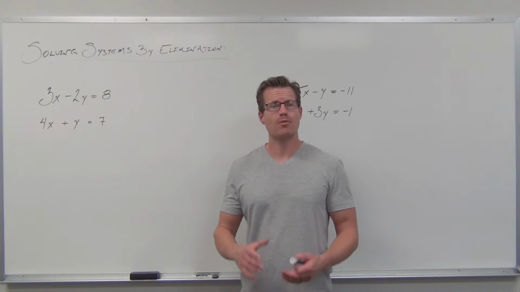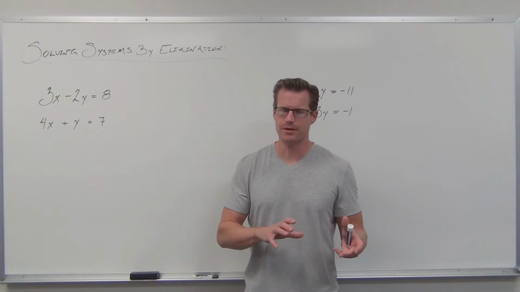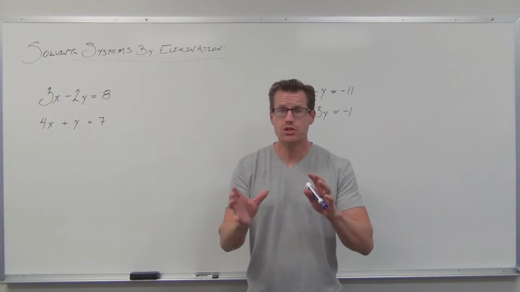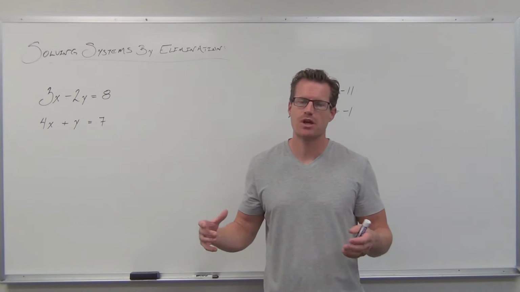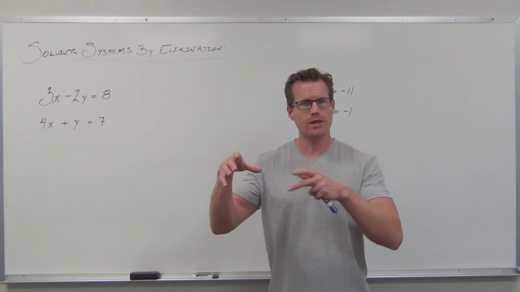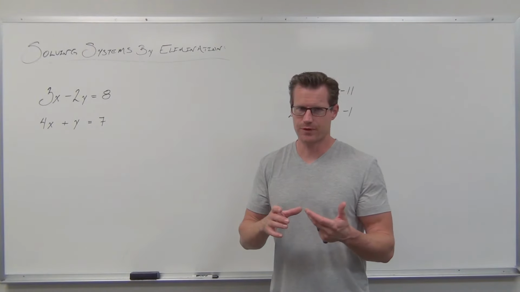All right, we're on to a couple more examples of how to solve systems of linear equations with the elimination method. Now, again, what we're doing is we're transitioning away from the substitution method on certain examples, those examples which aren't already solved for a variable or aren't necessarily easy to solve for a variable.